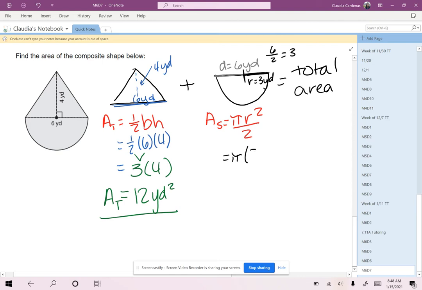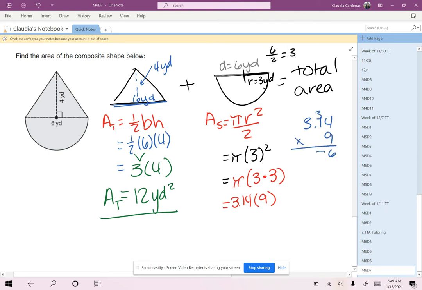So I can now substitute that into my equation. And I know that 3 squared is written 2 times, so 3 times 3, which is 9. And pi is 3.14. So I can go ahead and get ready to multiply 3.14 times 9. 9 times 1 is 9, plus 3 is 12. There are 2 numbers behind the decimal point, so there should be 2 numbers behind the decimal point here.